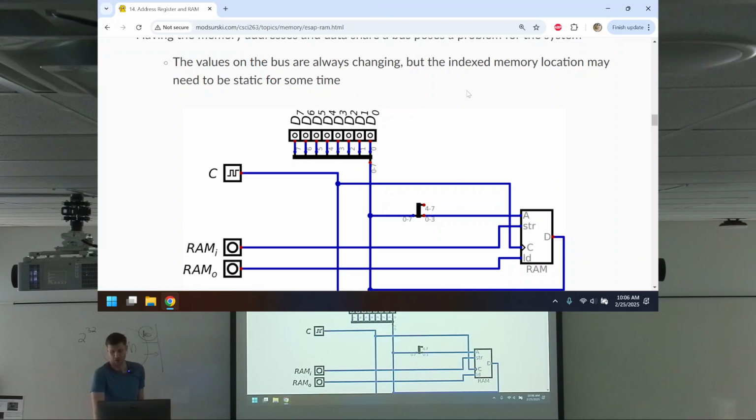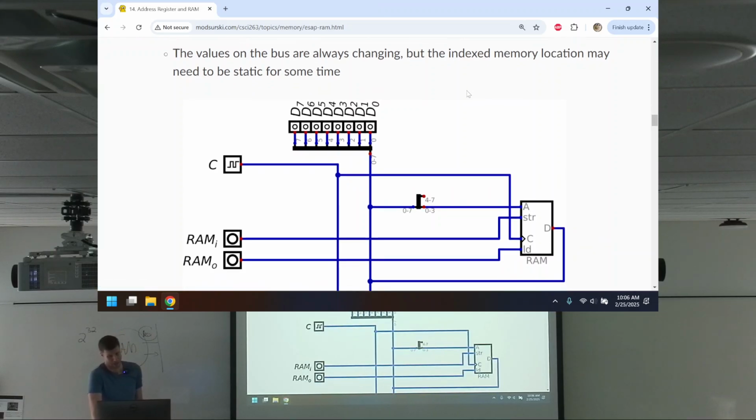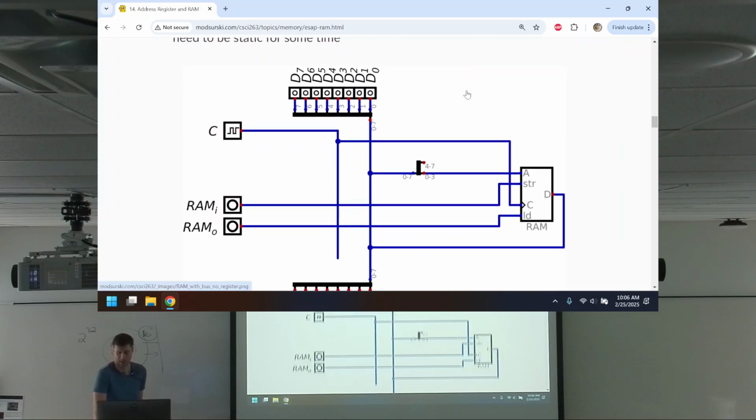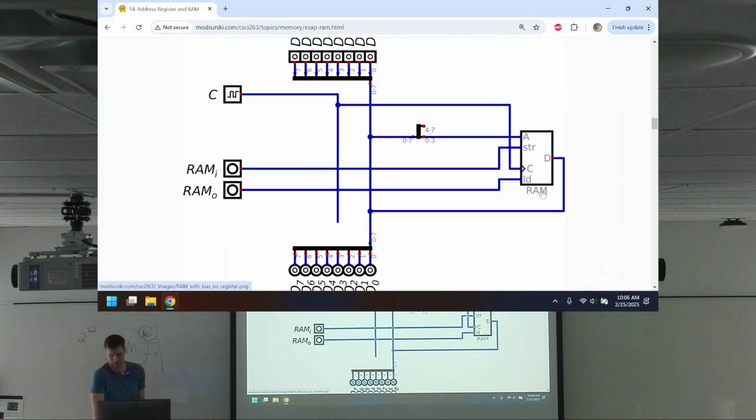So the values on the bus are always changing, but the index memory location may need to be static for some time, right? So something like this. Now, again, this is 8 bits. This is a splitter to take bits 0 to 7. Here's the 0 through 4, so the least significant 4 and the most significant 4. The most significant 4 are completely ignored for that address. So if I were to try to put information onto here and then output information, it ain't going to work.